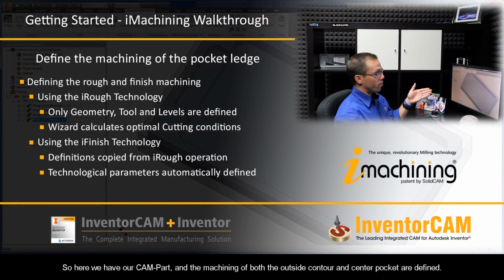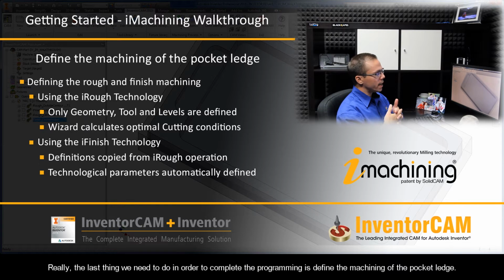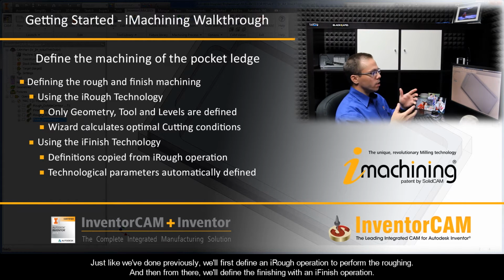So here we have our CAM part, and the machining of both the outside contour and center pocket are defined. Really, the last thing we need to do in order to complete the programming is define the machining of the pocket ledge. Now, just like we've done previously, we'll first define an iRough operation to perform the roughing, and then from there we'll define the finishing with an iFinish operation.